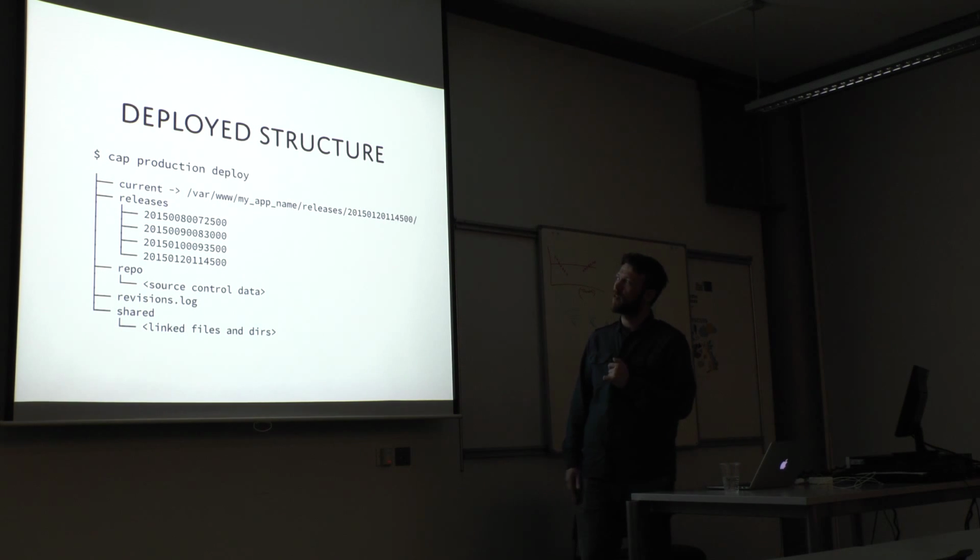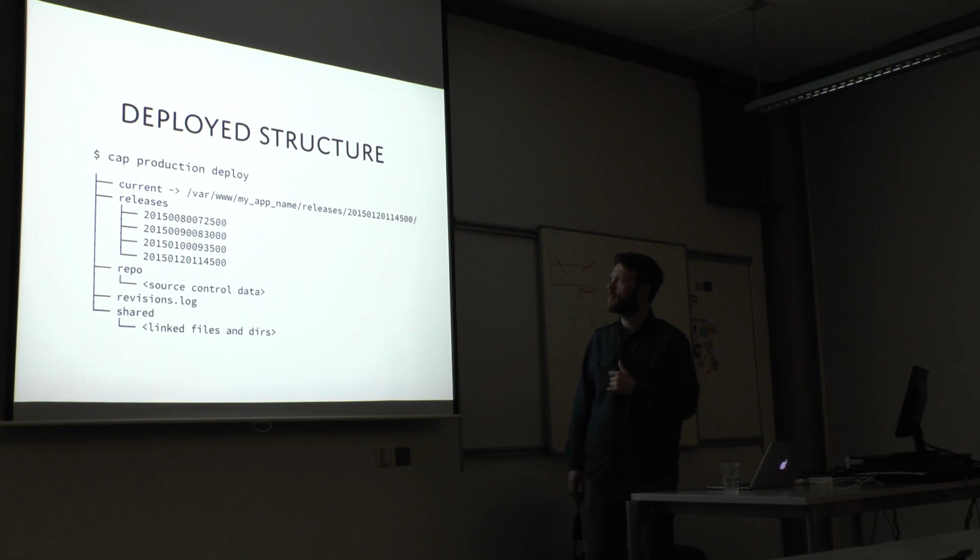So when we run cap production deploy, we end up with something like this. The releases folder is just a set of time-stamped folders where the code is pulled into. Every time you do a deploy, it creates a timestamp folder, puts your code into it, and then part of the deploy is that it creates a symlink called current, and that'll be the latest or the most recent timestamped folder. And the repo folder is source control stuff, revisions.log.